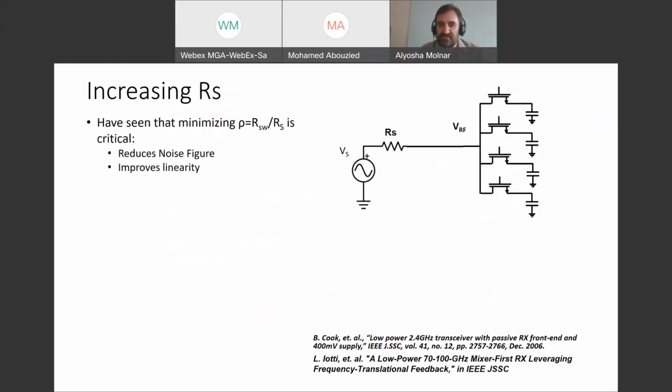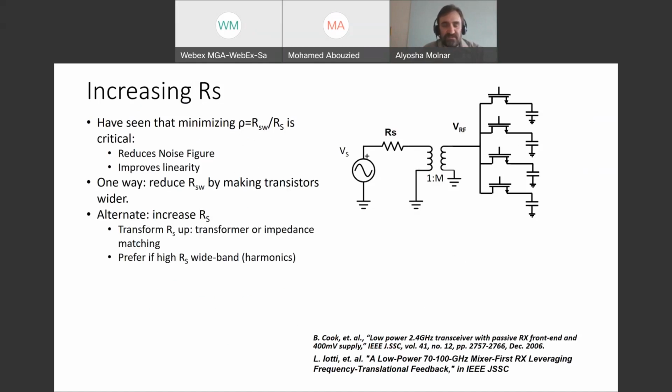So one interesting side effect of this is usually the way people view this is, oh, I need a smaller switch resistance, I'll make my transistors bigger. Which makes my noise figure better, it makes my linearity better, but does cost me significant power to drive them. But the other way to do it is to actually deliberately increase the source impedance by, for example, putting in a transformer between your source and your mixer, or some other form of impedance upmatch. And of course, because we're worried about harmonic effects, that impedance upmatch works better if it's a relatively wide band match. So a narrow band resonant match doesn't help you as much.